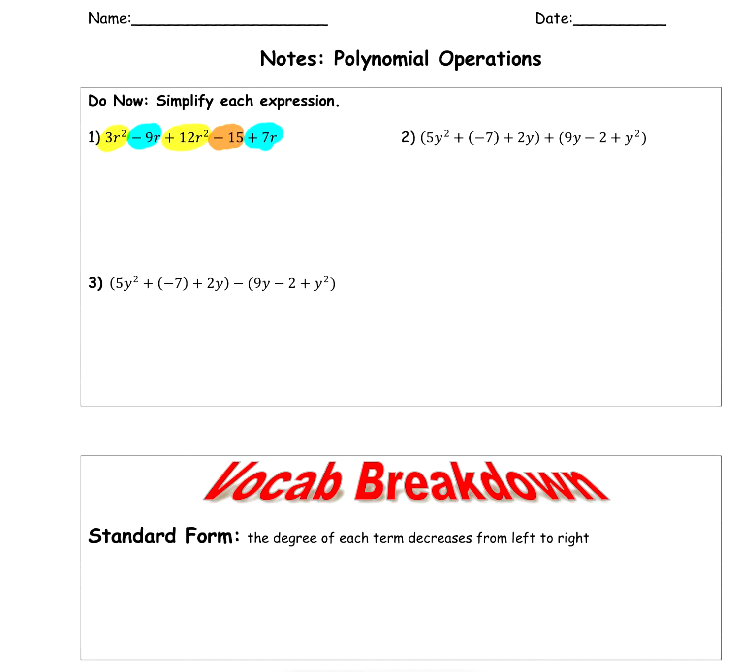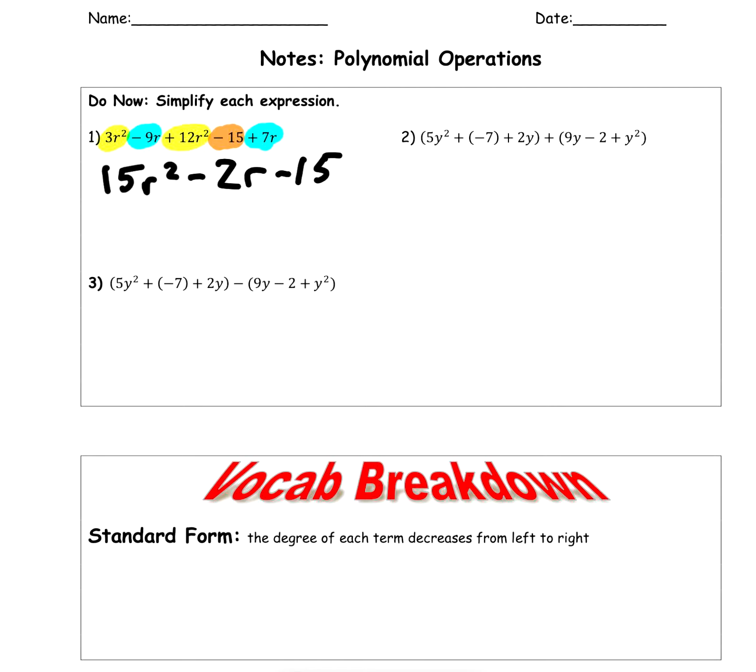So when you combine those like terms, 3r squared plus 12r squared would be 15r squared. Combine the r's, so minus 9r plus 7r would be minus 2r. And then there's no like term to go with the 15, the constant. And you want to do the same thing for every single one.